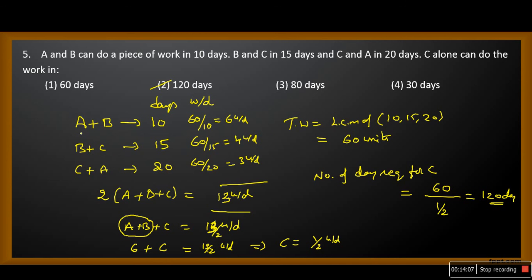See here once again, A and B together are doing 6 units per day, B and C together doing 4 units per day, C and A together are doing 3 units per day. All 3 together with twice their efficiency doing 13 units per day. With one time the efficiency, A, B and C together are doing 13 by 2 units per day. And we know that A and B together are doing 6 units per day. With the help of C, they are doing 6 1 by 2. 13 by 2 is nothing but 6 1 by 2 units per day.